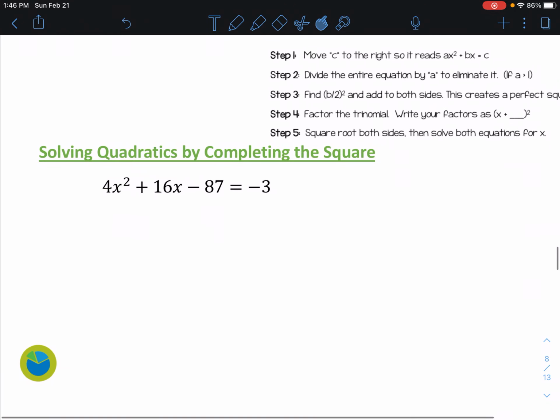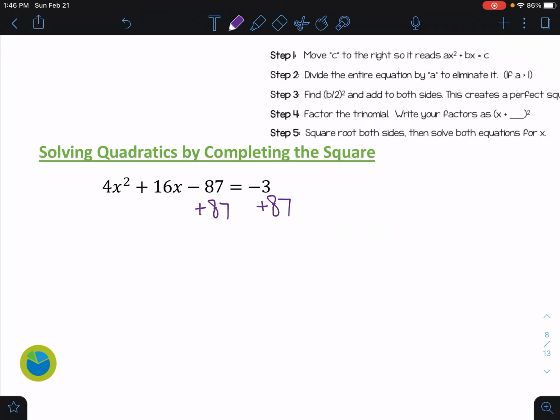Okay, so solving quadratics by completing the square, we want to move the c to the other side, so that means I'm going to get this to the other side. So I want to add 87 to both sides. So I'm going to have 4x squared plus 16x, and then this is going to give me equals 84.